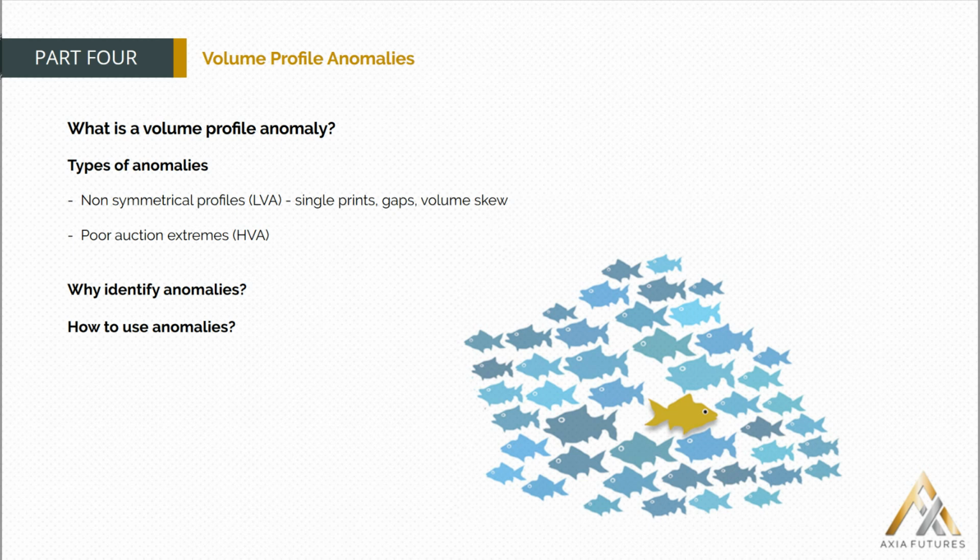Trading anomalies. So what is a volume profile anomaly? Well, very simply, an anomaly is anything that shouldn't be there. It's anything that looks different to what is normally there. So anytime you see that, you need to raise a question mark. Now the wonderful thing with using volume profiles is because we're used to seeing the same pattern or very similar patterns all the time, when we do get one of these anomalies, it does stick out like a golden fish.